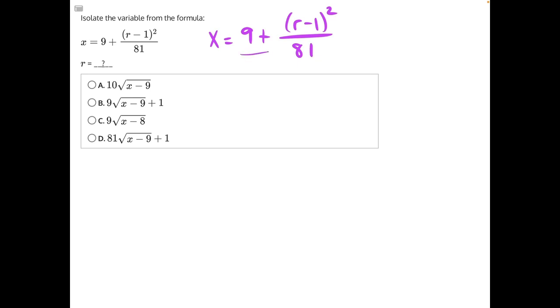First, let's get rid of this 9. This is a positive 9, so the opposite operation would be negative, or subtracting 9 from both sides. These will cancel, leaving us with x minus 9 is equal to r minus 1 squared over 81.